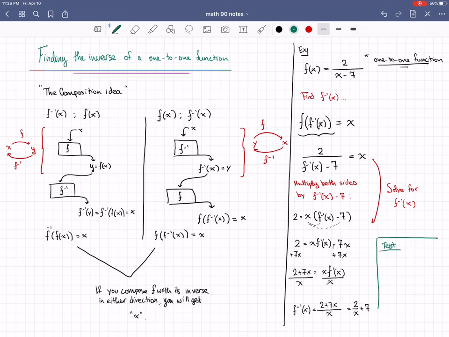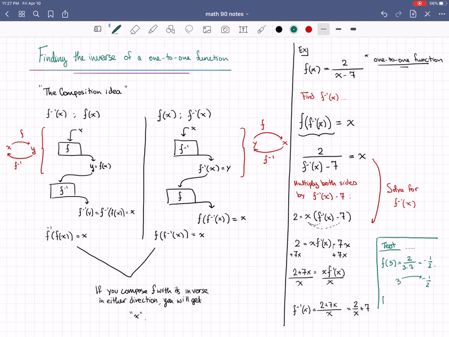So I'm not going to do very many of them. You can do more for yourself. But let's look at f of 3, okay? So f of 3 is going to be 2 over 3 minus 7, which is 2 over negative 4, which is negative 1/2. It's a fraction, that's okay. What we're seeing here right now is that f takes 3 and sends it to negative 1/2. That is what f does. So what should happen is that f inverse should send negative 1/2 over to 3.